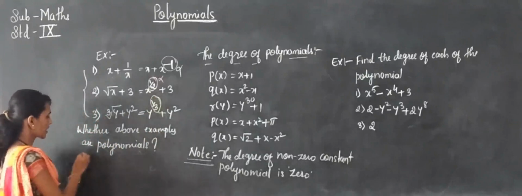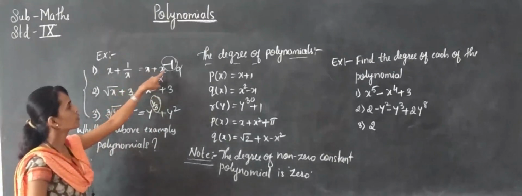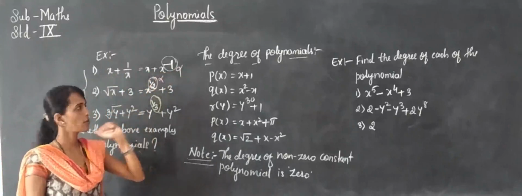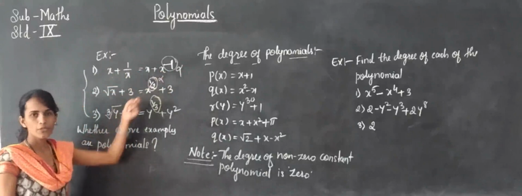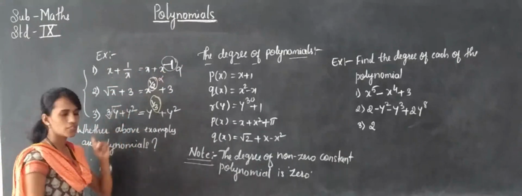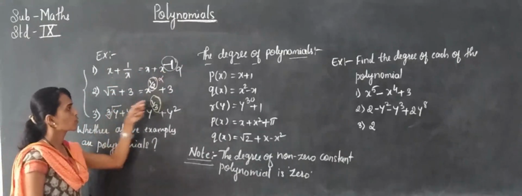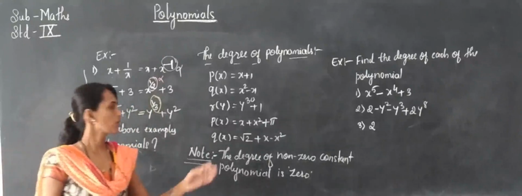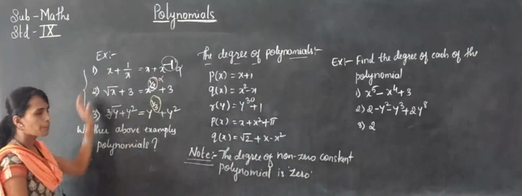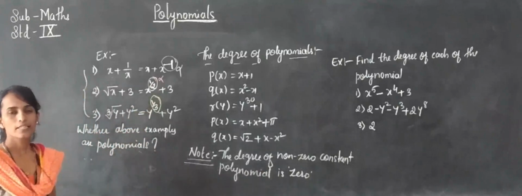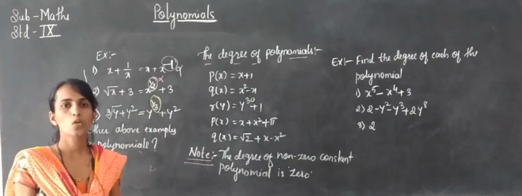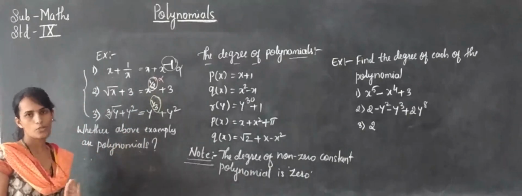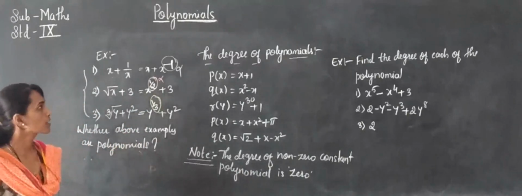So you can write the conclusion here. In the first example, minus 1 is not a whole number, so the given expression is not a polynomial. In the second, 1 by 2 is not a whole number, so it is not a polynomial. In the third, 1 by 3 is also not a whole number. So in all the examples given, the exponents are not whole numbers, which is why the given examples are not polynomials. Getting it?